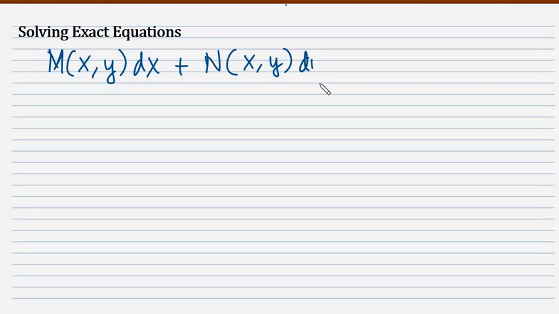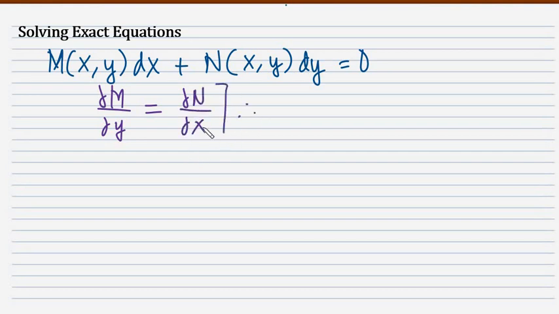So let's say we have a differential equation, M(x,y) dx plus N(x,y) dy is equal to 0. We say that this is an exact differential equation if the partial derivative of M with respect to y is equal to the partial derivative of N with respect to x. Therefore, if this is true, then this is an exact differential equation. So we conclude that this is exact.